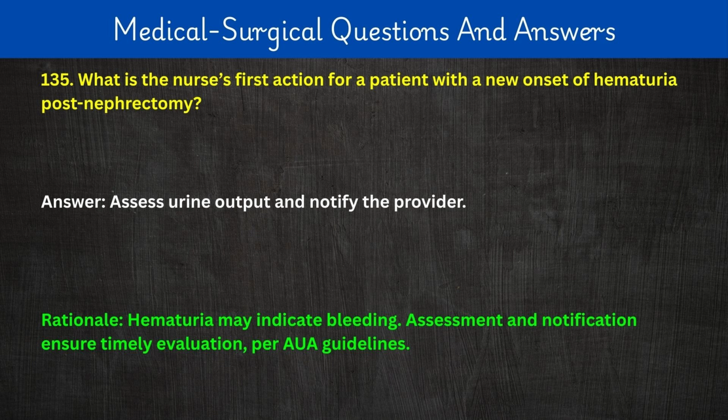135. What is the nurse's first action for a patient with a new onset of hematuria post-nephrectomy? Answer: assess urine output and notify the provider. Rationale: hematuria may indicate bleeding. Assessment and notification ensure timely evaluation, per AUA guidelines.